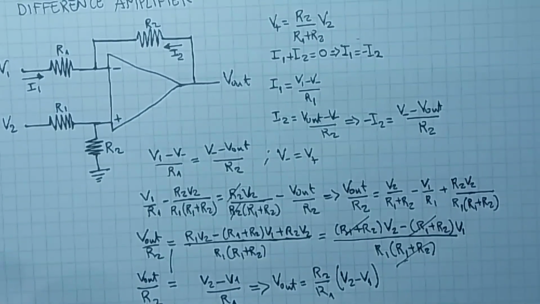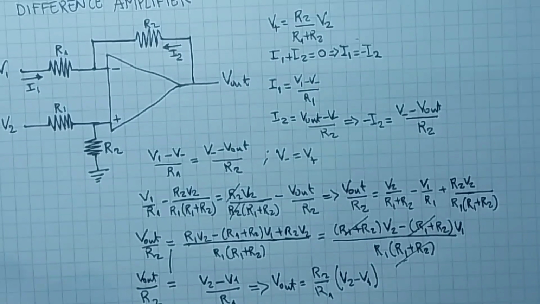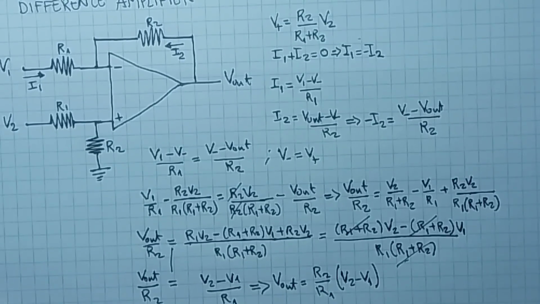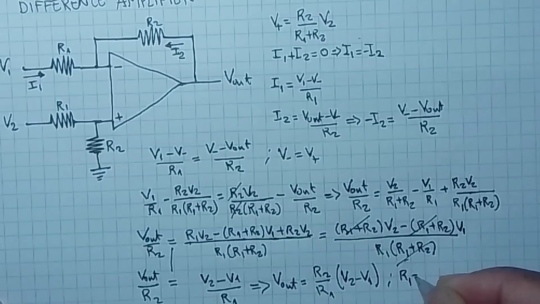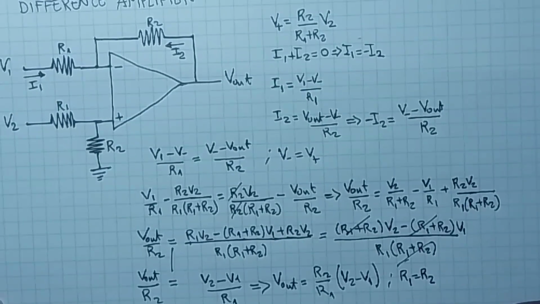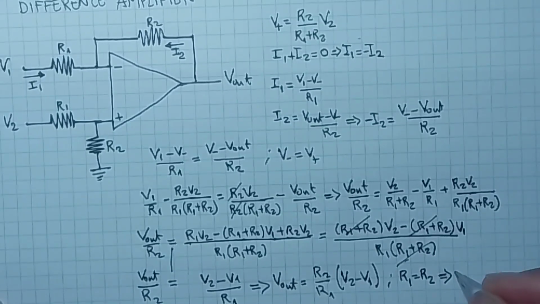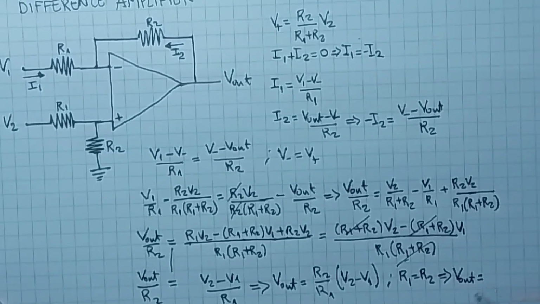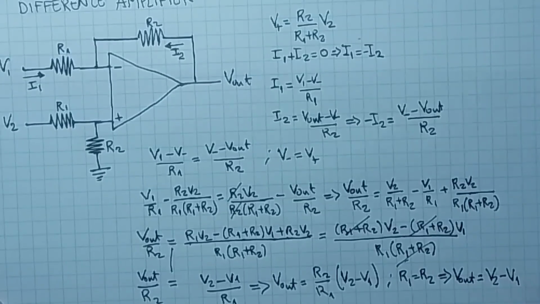Okay. Now, if we set R1 to be equal to R2, then V out will be equal to V2 minus V1.